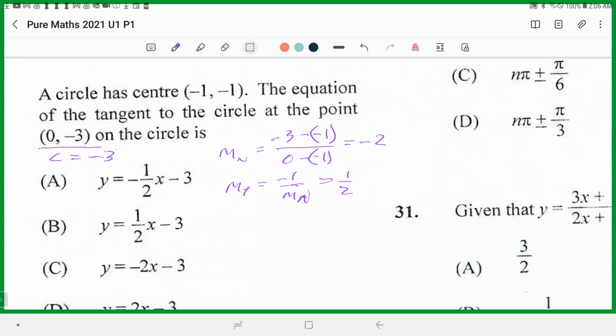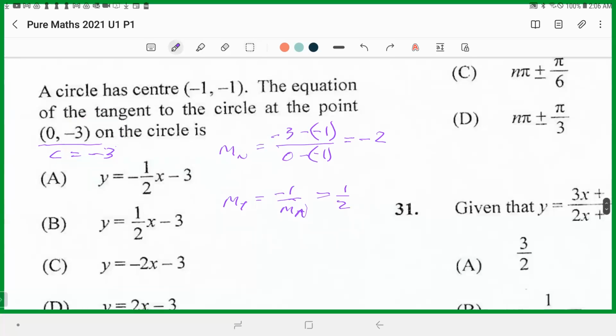That's the gradient, and we have the y-axis intercept. It happens that the point of tangency is the y-axis intercept. So it is y equals the gradient of the tangent times x plus c, which is y equals half x minus 3. This is the answer right here.